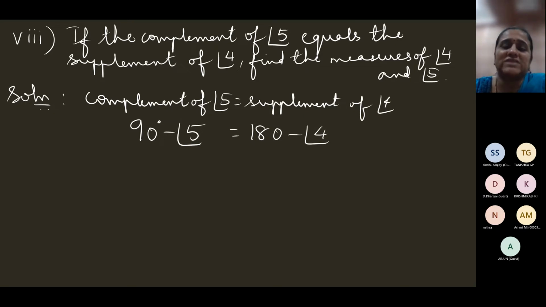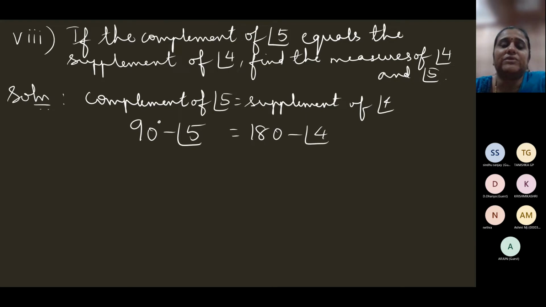So if one angle is 10 degrees, its complement will be 90 minus 10, which is 80 degrees. Here the angle is angle 5, so its complement will be 90 minus angle 5.